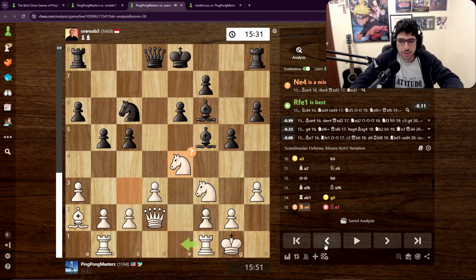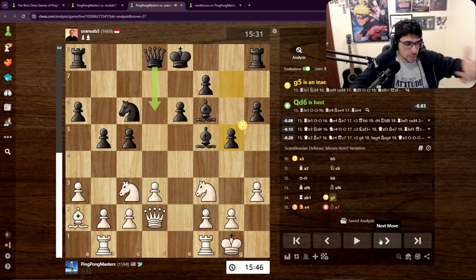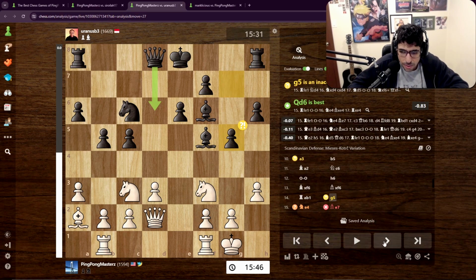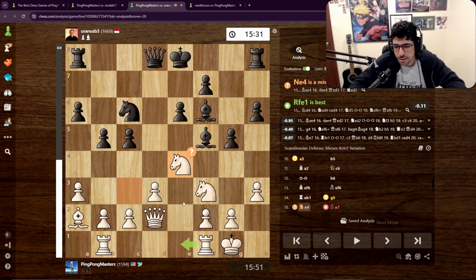Now, this was a big question mark. You could see the ELO bar change. That's stuff you want to focus more on in analysis, right? It's a big mistake that you might just ignore. It's like, oh, yeah, developing the rook is better than bringing the knight.